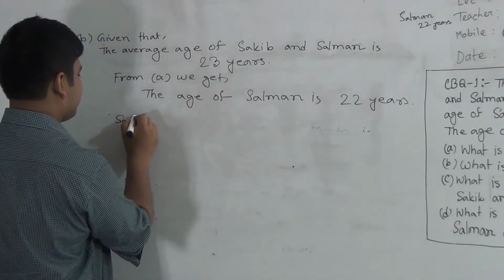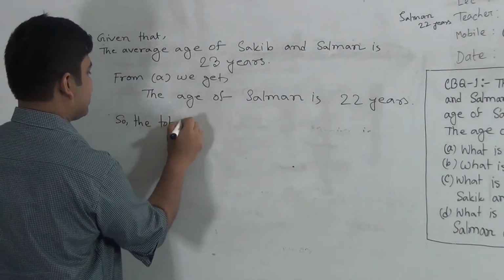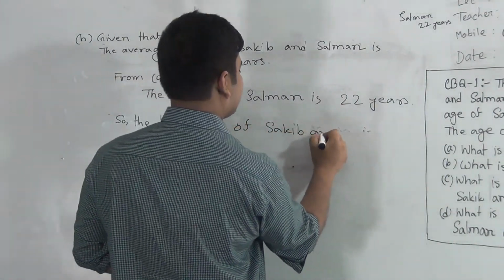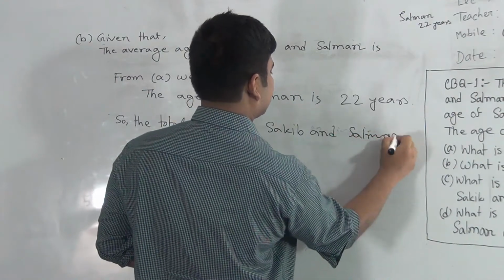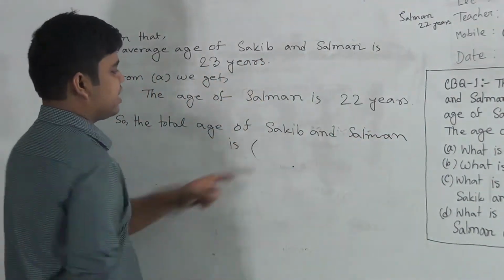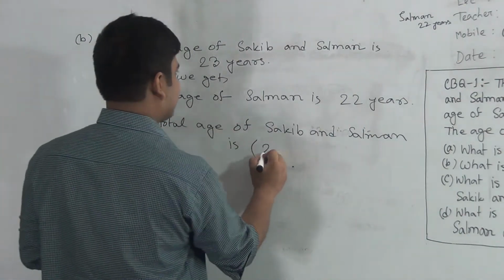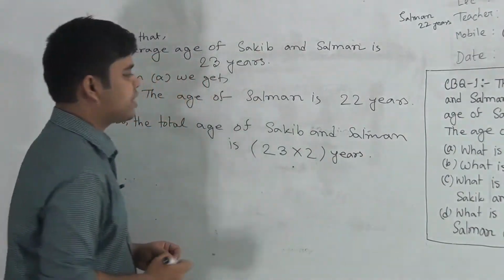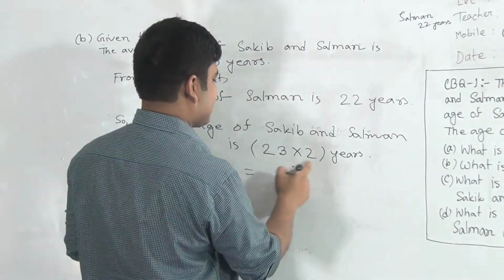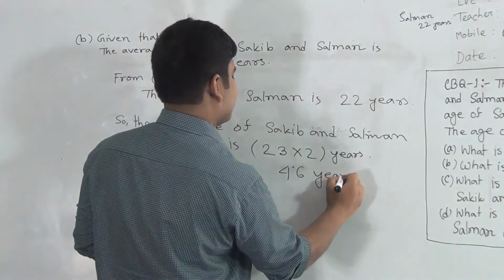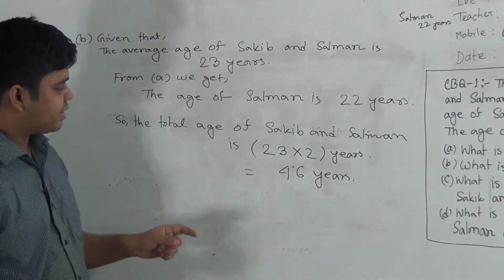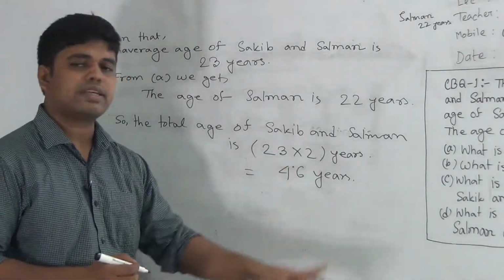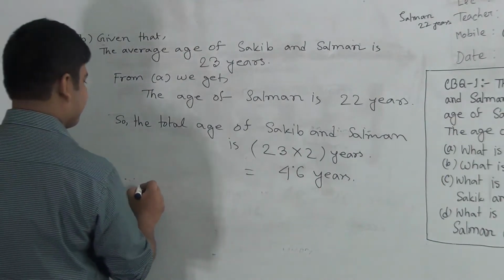Okay, so the total age of Shakib and Salman is, notice here are two persons. For this reason we multiply 23 by 2 and we get the total age of Shakib and Salman. That means 2 3s are 6 and 2 2s are 4, 46 years. Okay, so now 46 years, it is the total age of Shakib and Salman. Now we subtract Salman's age from total age and we get the age of Shakib.